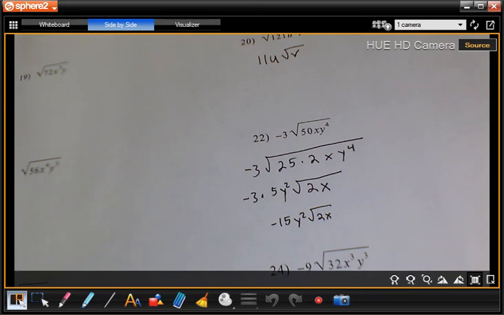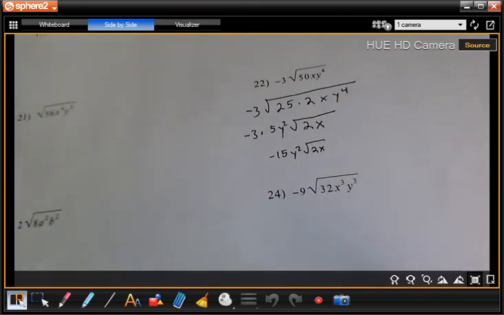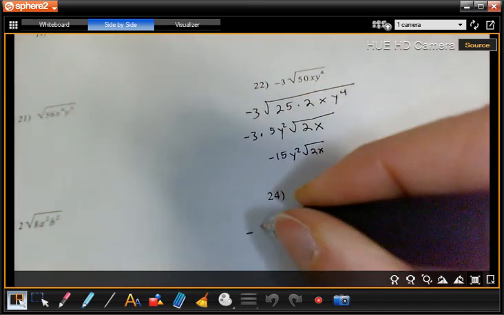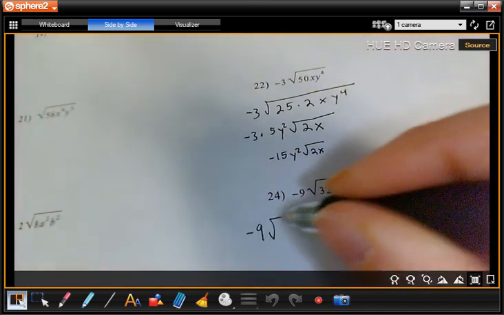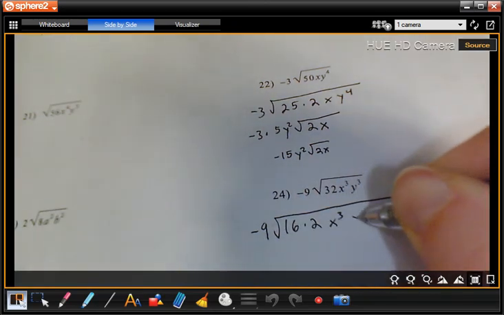Yep. This is the last one, though. Okay. What 2 numbers multiply together to give me 32, where 1's a perfect square? 4. What times 2 is 32? 16, and 16 is a perfect square. Okay, so we're going to bring down the negative 9. Square root 16 times 2, x to the third, y to the third.